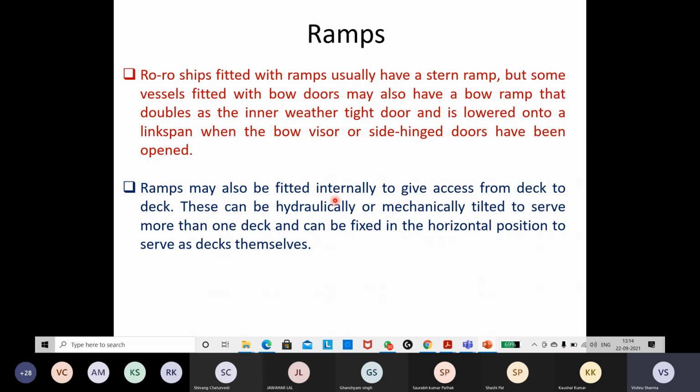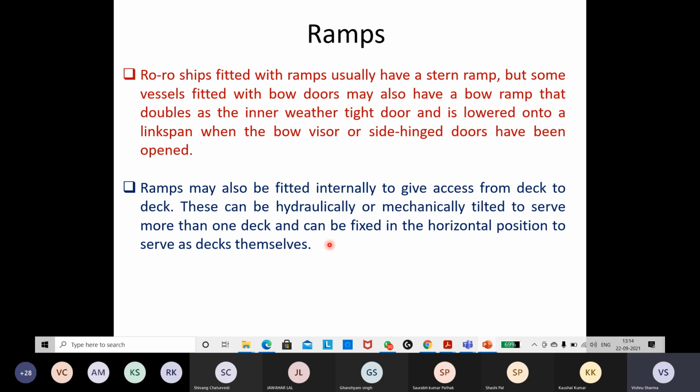Ramps may be fitted internally to give access from deck to deck. In a ro-ro ship, you can have ramps fitted giving you access from one deck to another. These can be hydraulically or mechanically tilted to serve more than one deck and can be fixed in the horizontal position to serve as decks themselves. I think somebody who has done ro-ro ships would be able to explain better. But yes, we can visualize a little bit. Honestly, if you ask me to elaborate more on it, I can only make literal sense out of this statement, beta. If anybody has served on ro-ros and wants to elaborate, you are more than welcome. Is there anybody in the class who's sailed on ro-ros?